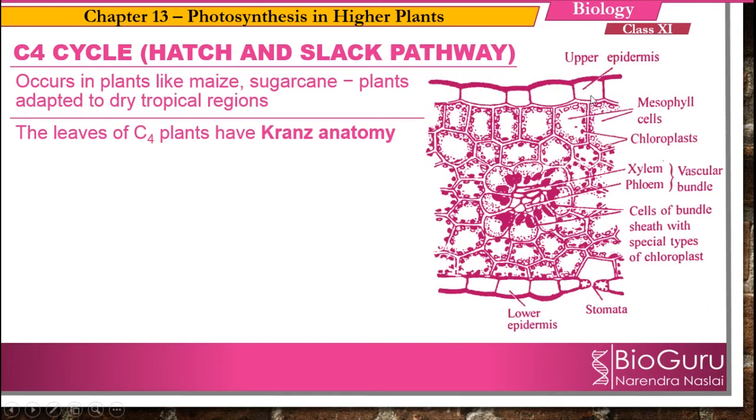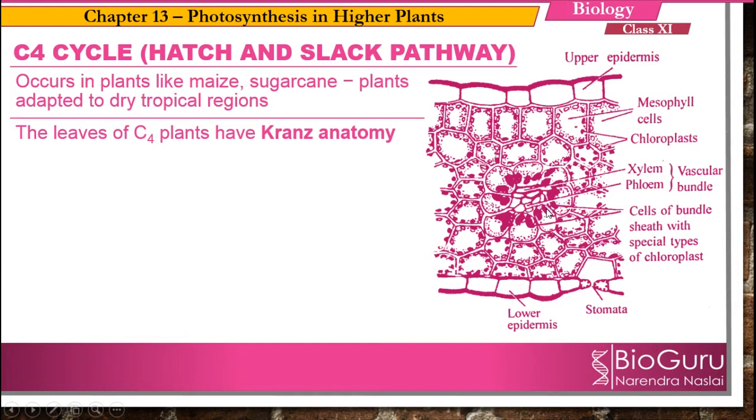When we take the cross section of a leaf, you will see the upper epidermis and the lower epidermis. Between them, mesophyll cells are there. Here a vascular bundle is present, meaning xylem and phloem. Surrounding it are cells called bundle sheath cells. These cells are special. They are large and have a thick cell wall that makes them impermeable to gaseous exchange, they have specialized chloroplasts, and they are tightly arranged without intercellular space.